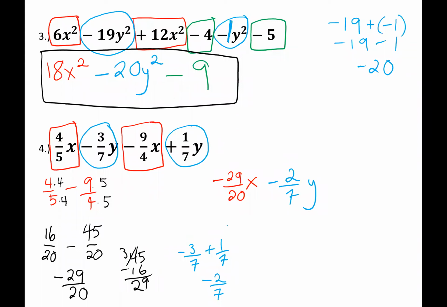Okay, so my final answer for that problem is negative 29/20 x minus 2/7 y. Notice how I'm writing the variables next to the fractions. So just be careful as you're typing these answers. You can put the variables in the numerator, but I would recommend just typing the fraction, then using your arrow key, and then putting the variable just to the right of the fraction.